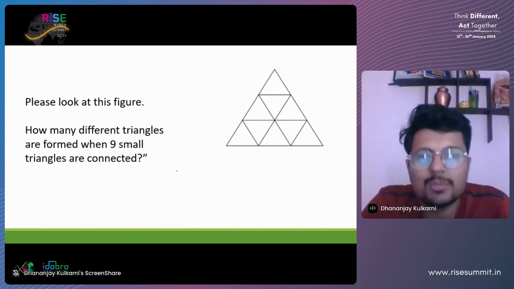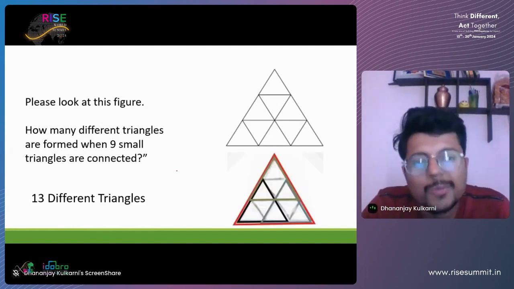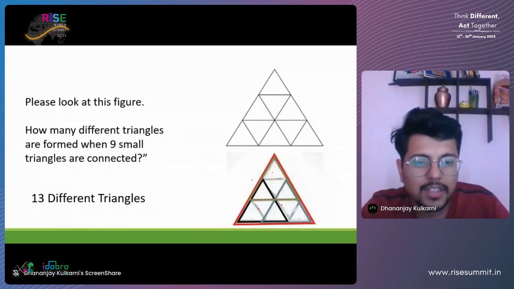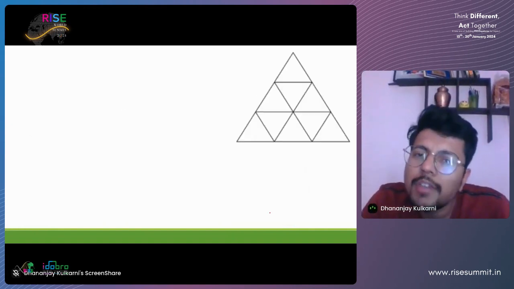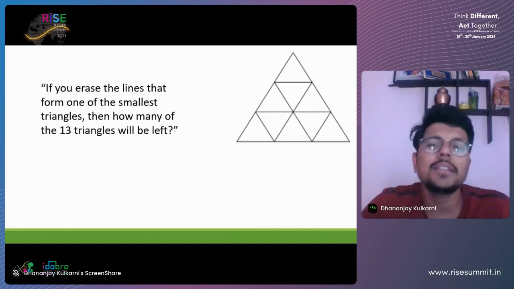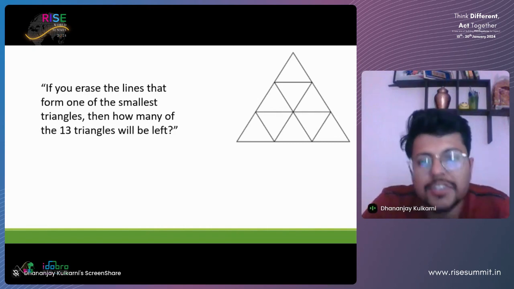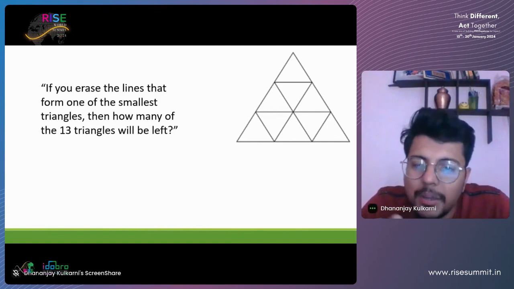If you count these triangles, the total number will be 13 different triangles. So the question would be how? This is how you will get 13 triangles. These small 9 triangles: 1, 2, 3, 4, 5, 6, 7, 8, 9, and then these 3 triangles make 1, this 2, this 3, and the bigger one, that is 4. So 9 plus 4, these are the 13 triangles that we have over here. Now we have one interesting question: if you remove the lines that form one smallest triangle out of those 9, how many of the 13 triangles will be left for us? So it becomes interesting.